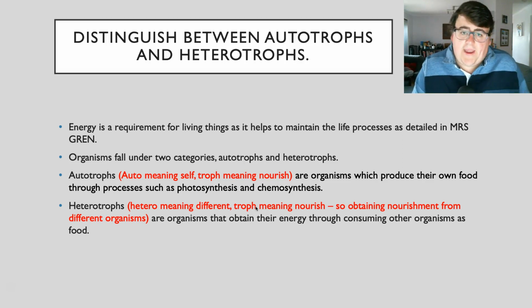Whereas a heterotroph, again, the name tells us what we should be looking at. Heterotrophs, hetero meaning different, and troph meaning nourish, again. So we're obtaining nourishment from a different organism. These organisms obtain all of their energy by consuming other organisms. They can't create their own energy-rich molecules. They need to eat another organism in order to obtain them.